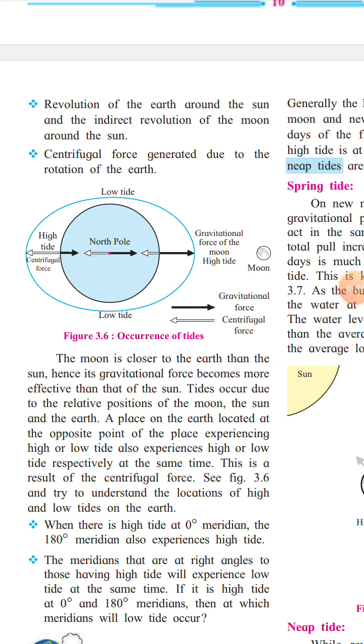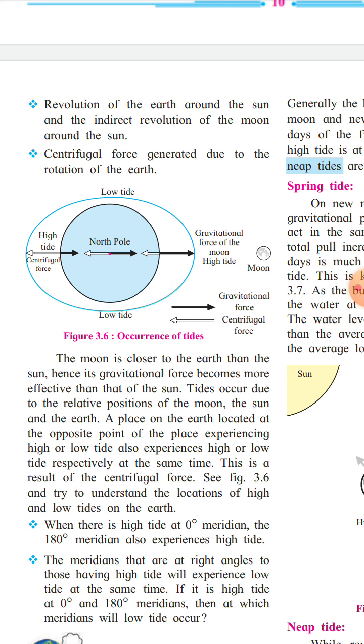Then see the next page, page number 11. The second factor is the revolution of the earth around the sun and the indirect revolution of the moon around the sun. And the third one, centrifugal force generated due to the rotation of the earth.